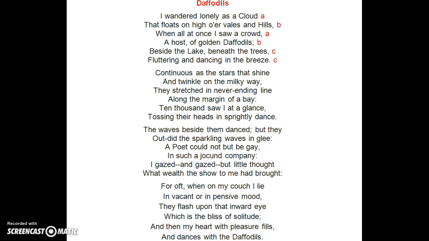The meter is iambic tetrameter, which just means that each line has 4 iambs. An iamb is a beat in a line of poetry where one unstressed syllable is followed by a stressed syllable. When 4 beats are placed together in a line of poetry, it is called tetrameter.